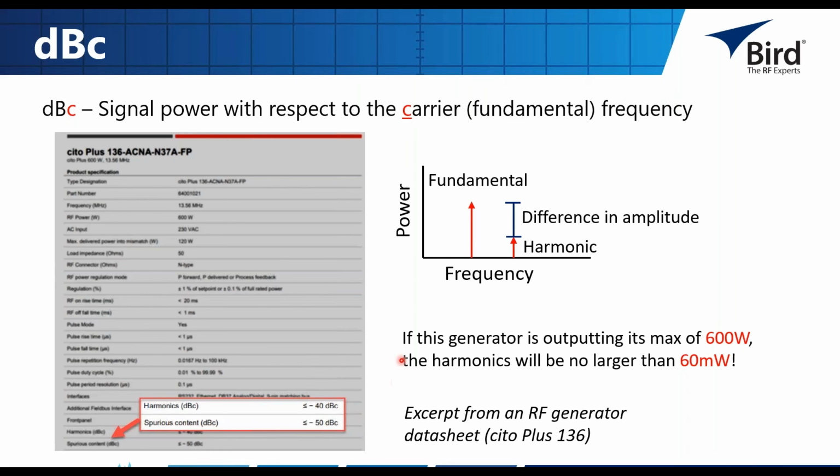So we're saying, what kind of signal levels with respect to the actual frequency of interest, which in this case is 13.56, might we expect to see? Because we don't want all this spurious content. We don't want all these harmonics in here. We want the main frequency of interest. So in the case of this generator, that's outputting a max of 600 watts, we're saying, okay, all that other content is not going to be any larger than 60 milliwatts.